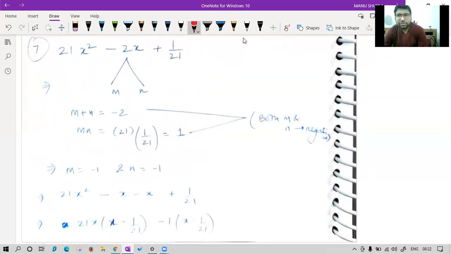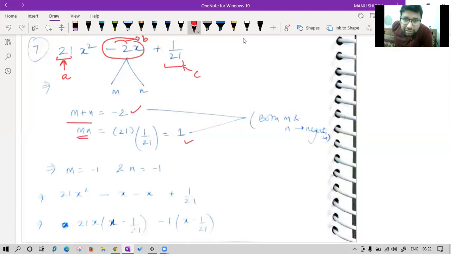Now, question number 7: 21x square minus 2x plus 1 by 21. Although the question was very easy, I know some of you might have got confused while taking common. In this case, A is 21, B is minus 2, and C is 1 upon 21. So again, we want m plus n. If we are breaking the middle term, we want the two terms to sum to minus 2 and their product to be 1.